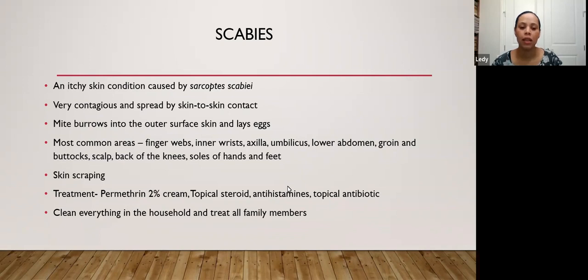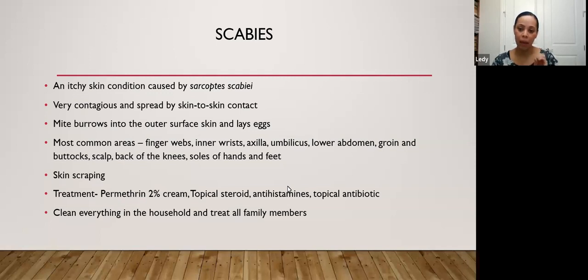And what they are is that these little mites, they kind of go under your skin and they lay their eggs, and your body creates this allergic reaction to these eggs. And the person just becomes super, super itchy and they can't stop scratching at night. So you always want to check on the webs of the hands. You want to check the wrists. You want to check their feet. You want to check the abdomen, their scalp, the back of the knees, the soles of the hands and feet.